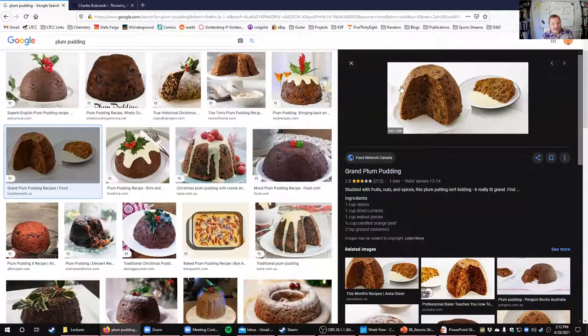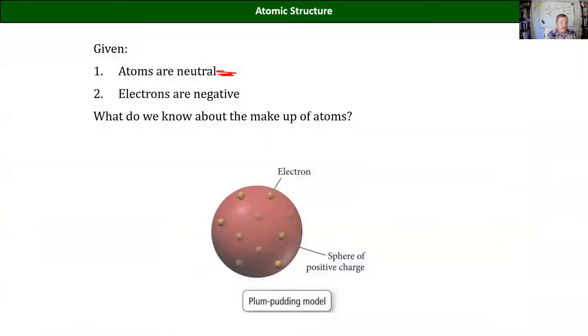So their idea at this point is that atoms look like plum pudding, that you had this sort of cakey mass that held the electrons, and the electrons were like the plums. The electrons were negative and they just sort of sat in the plum pudding, and that plum pudding was positively charged. So cool, that's interesting, it kind of fits. Except we need a way to actually show that, right?